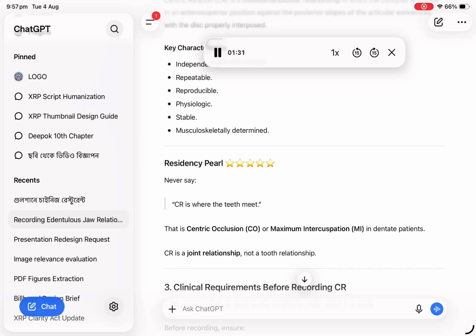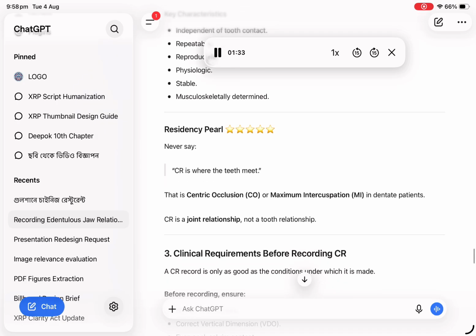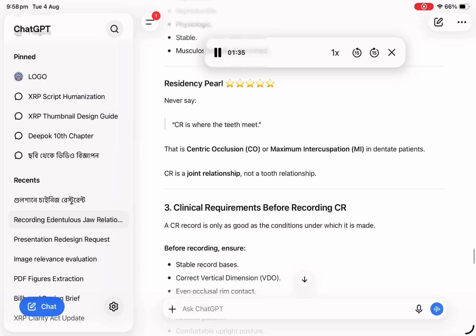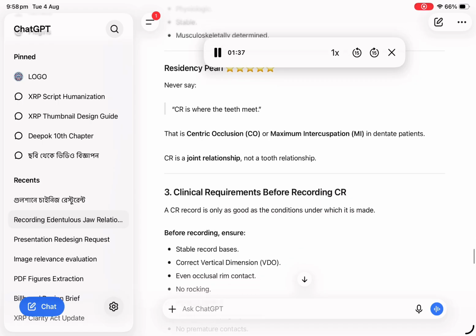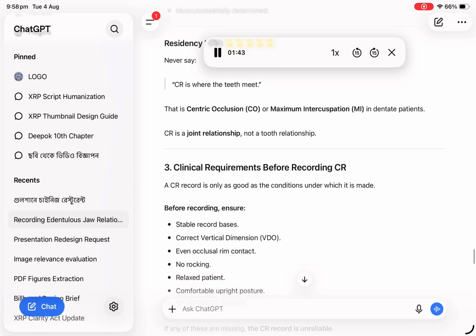Residency Pearl. Never say, open quote, CR is where the teeth meet. Close quote. That is centric occlusion, CO, or maximum intercuspation, MI, in dentate patients. CR is a joint relationship, not a tooth relationship.